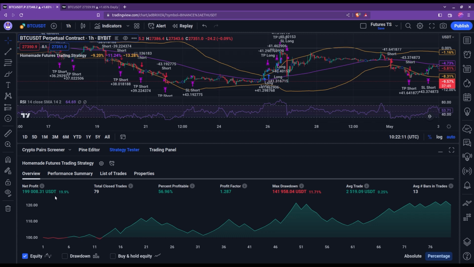And now the cherry on the cake is for BTC since the beginning of the year, with a very decent 20% profits in a few months, a good win rate, and a low maximum drawdown.